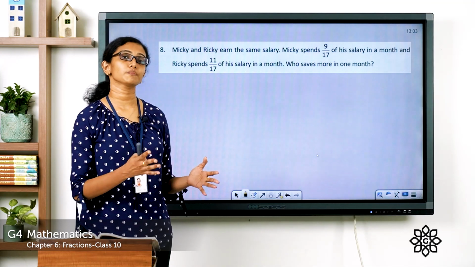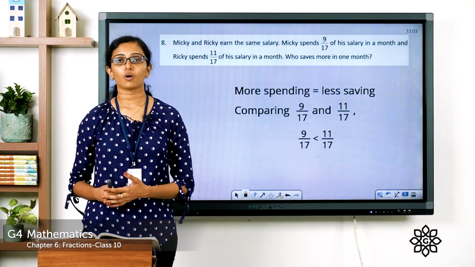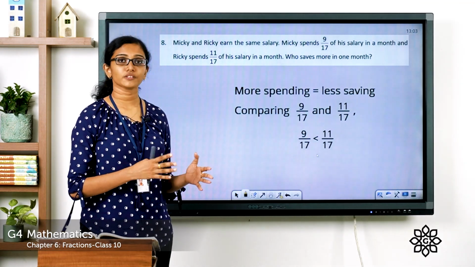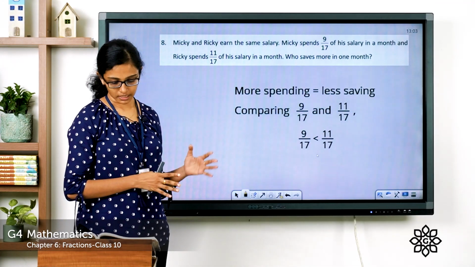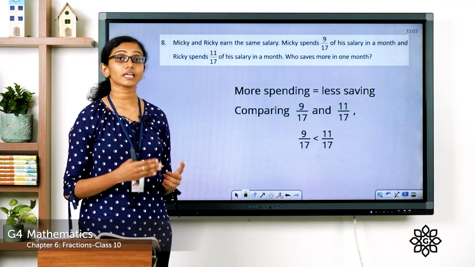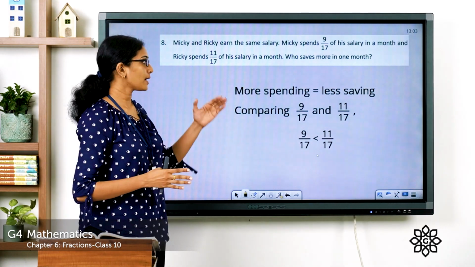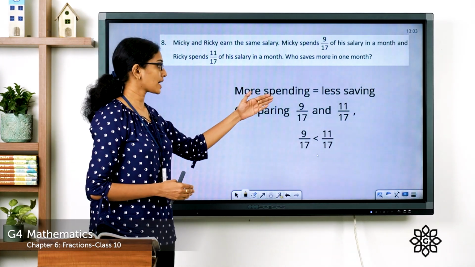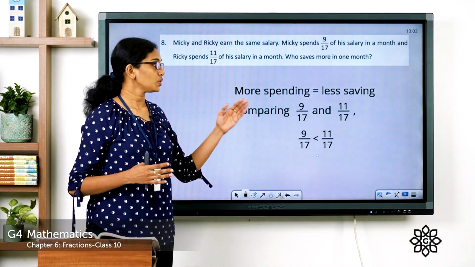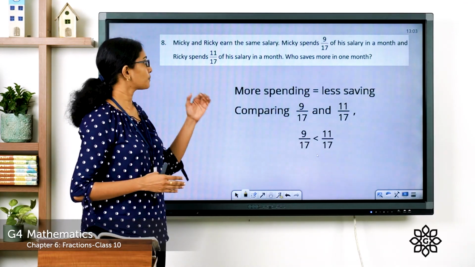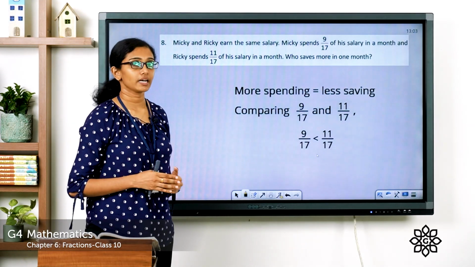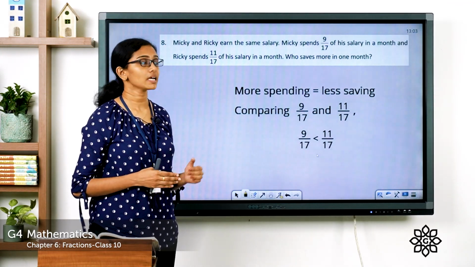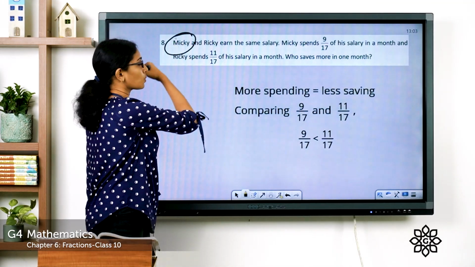When you spend, the one who spends less will save more. More spending means less saving. And you are given the fraction of spending done by each. So Mickey spends 9 by 17 of his salary, whereas Ricky spends 11 by 17. So when you compare the two fractions, which are like fractions here, which one is less? The fraction 9 by 17 is less, which is the fraction of salary spent by Mickey. So since he spent less, since Mickey spent less, he is going to save more. So who saved more in 1 month? Mickey saved more in 1 month.